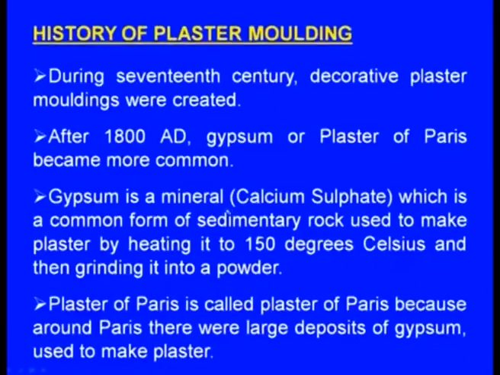Gypsum is a mineral, calcium sulphate, which is a common form of sedimentary rock, used to make plaster by heating it to 150 degrees Celsius and then grinding it into a powder. Plaster of Paris is called plaster of Paris because around Paris there were large deposits of gypsum used to make this plaster. That is why it is known as plaster of Paris.